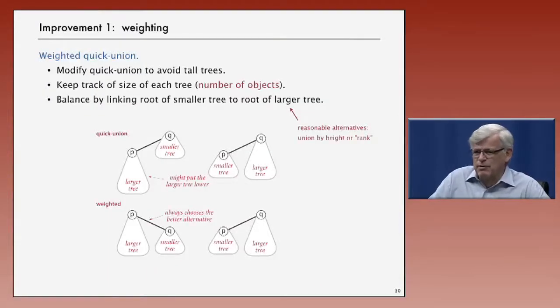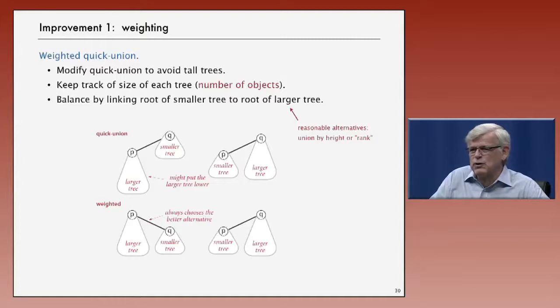A very effective improvement is called weighting, and it might have occurred to you while we were looking at these algorithms. The idea is, when implementing the quick union algorithm, to take steps to avoid having tall trees. If you've got a large tree and a small tree to combine together, you want to avoid putting the large tree lower. That's going to lead to long, tall trees. And there's a relatively easy way to do that.